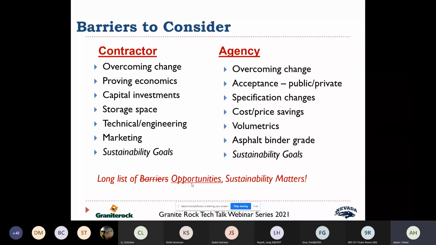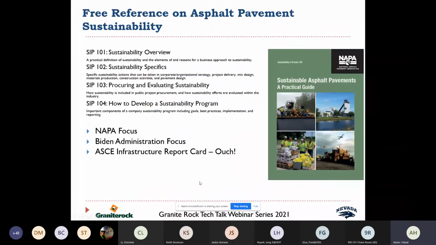There may be some changes in asphalt binders that are used, again, which we do for the agency. But again, you've got to go back to your sustainability goals. And so there's a long list of barriers, and I've crossed out barriers and said they're opportunities, because sustainability really is important. It really is important today.